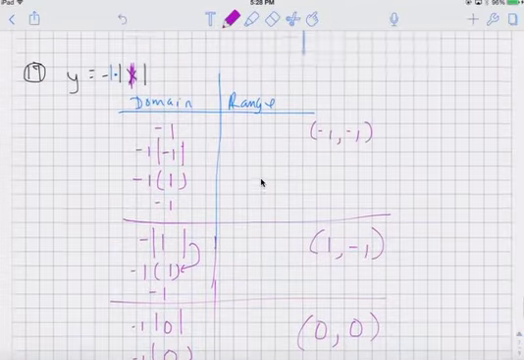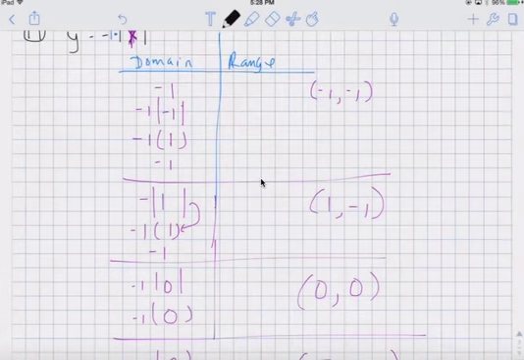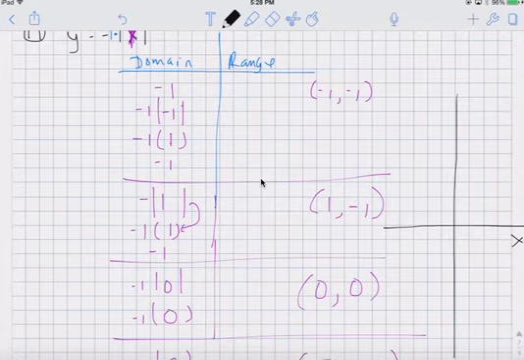Graph that. Oh my gosh, I made it big. Oh well. Okay, your x value is negative 1. Oh, that's not negative 1. This is 0. This is 1. This is 2. That's negative 1. Negative 1, negative 1 down here. 1, negative 1 here. 0, 0 there. 2, negative 2 here. Oh, so this graph goes like that.